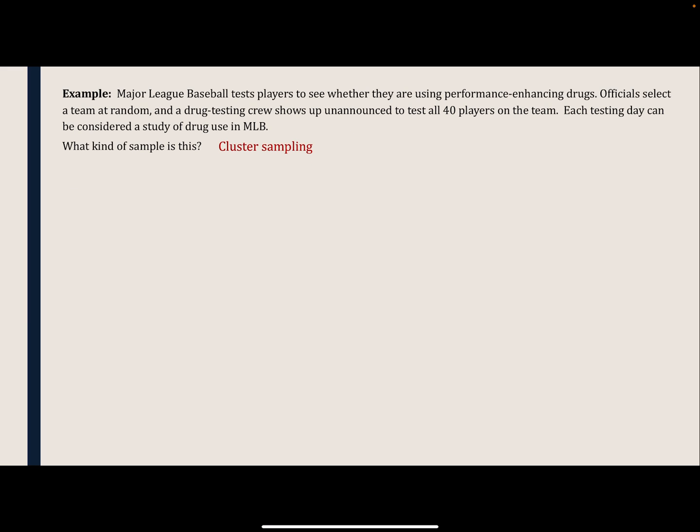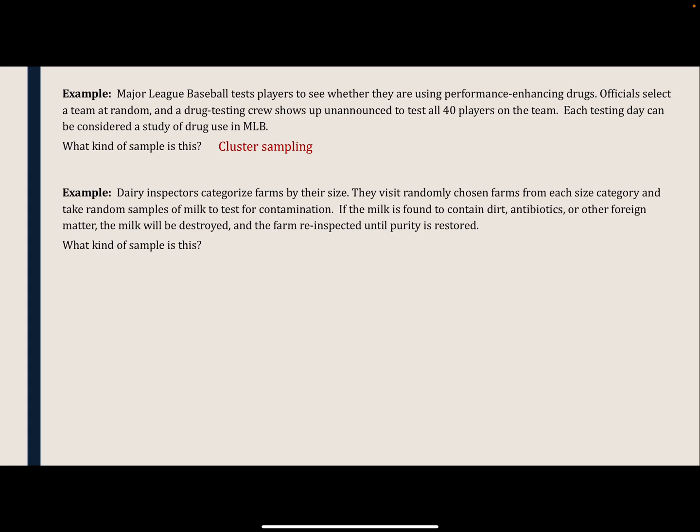This would be a cluster sampling method. Because the teams are the naturally occurring representative groups, they're randomly selecting a team. So they're randomly selecting a group and then testing everyone on that team, testing everyone within the group.